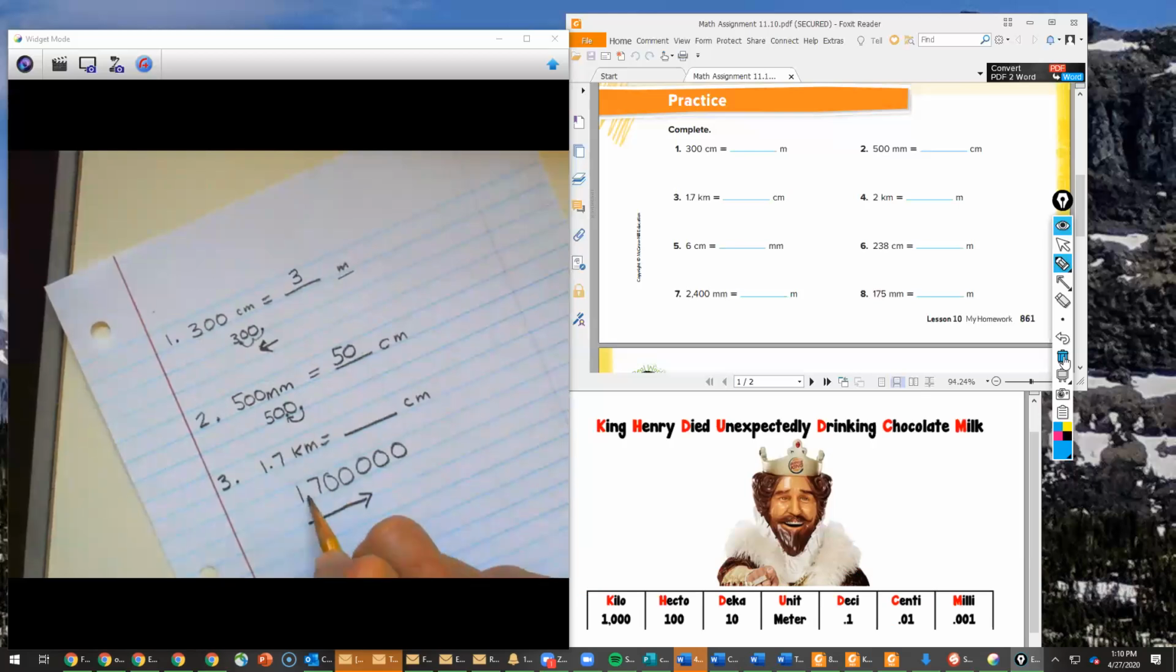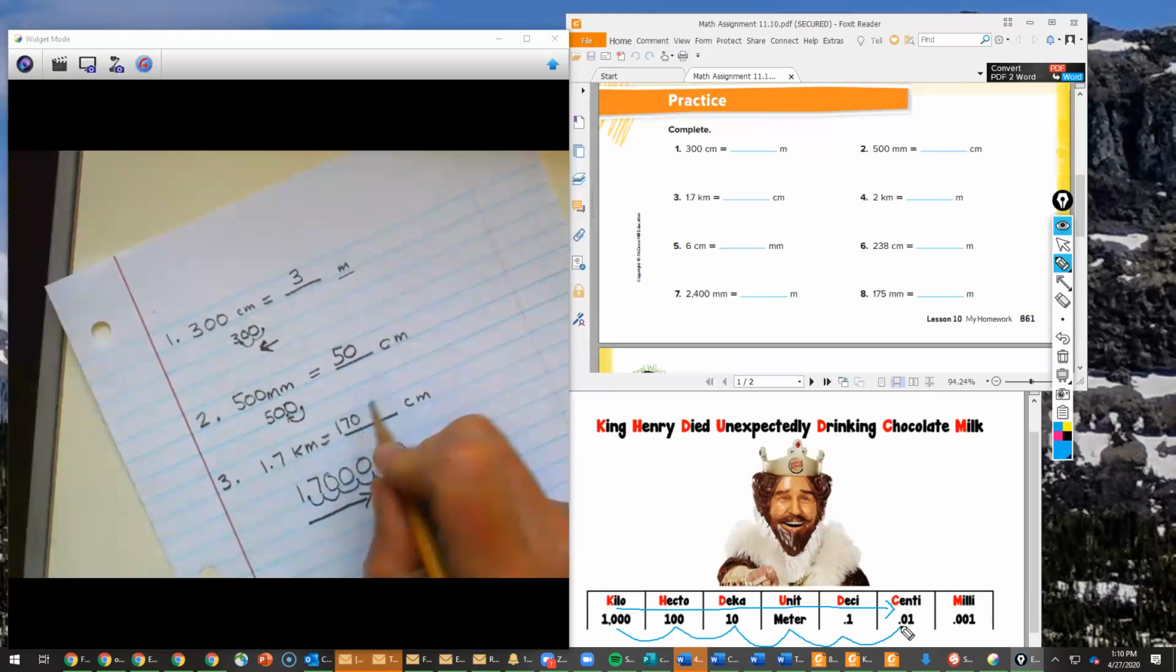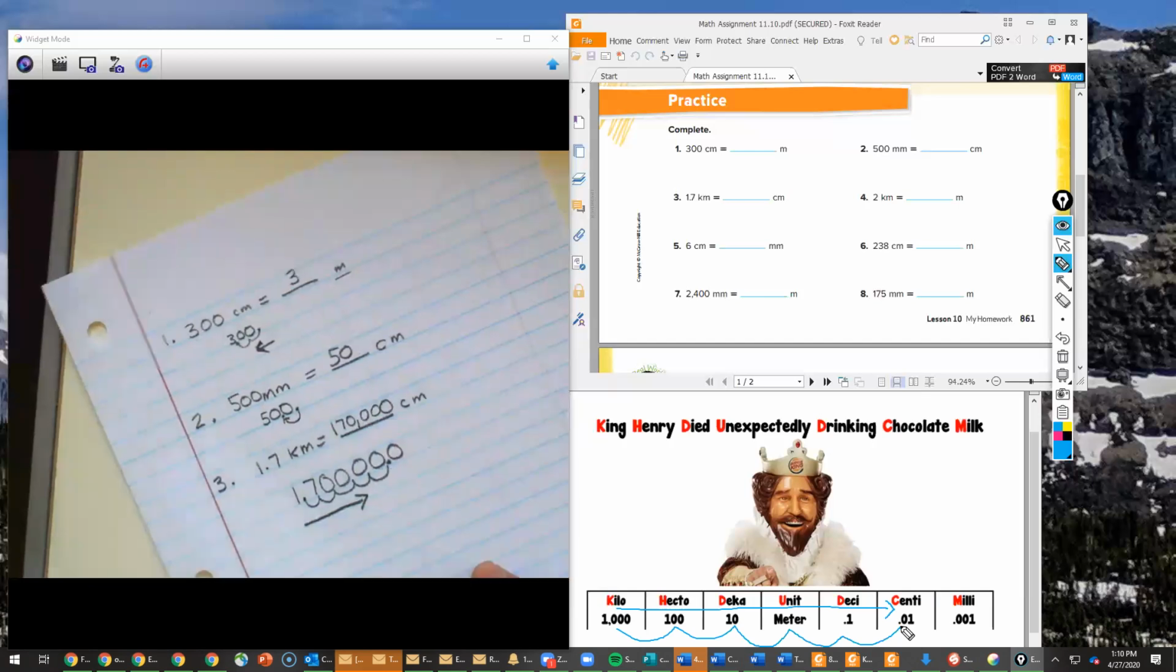Now remember, I'm going to be moving from kilometers all the way down to centimeters. So that's 5 total jumps. 1, 2, 3, 4, 5. So I'll move the decimal to the right. 1, 2, 3, 4, 5. And I'll rewrite that using some commas now. So let me put 1,000. So it looks like I'm going to have 170,000 centimeters is going to equal 1 7/10 kilometers.